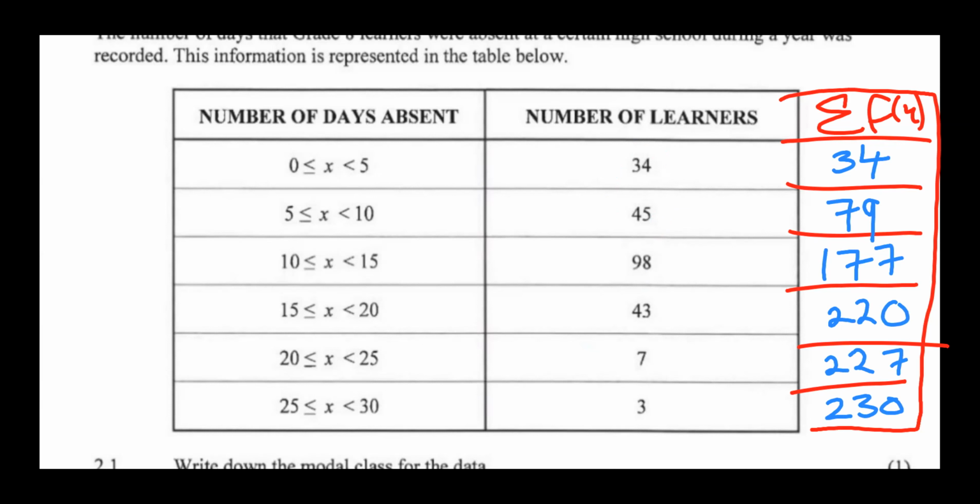Okay, so there you go. That's your cumulative frequency table. Now, please make a point of copying down everything else. If you are done, then you can go ahead and draw your ogive.